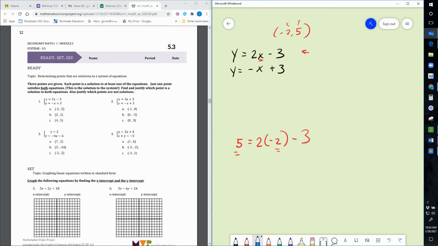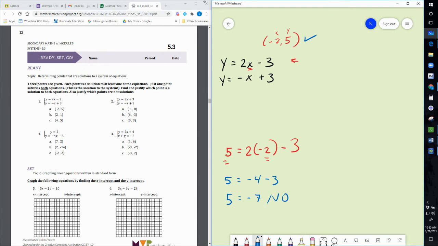If it's true, then both sides will equal each other. So 5 equals 2 times negative 2 is negative 4. Negative 4 minus 3 does not equal 5. That equals negative 7. So right off the bat, we know this is no, which means this point doesn't satisfy both, because it doesn't even satisfy the first one we checked.